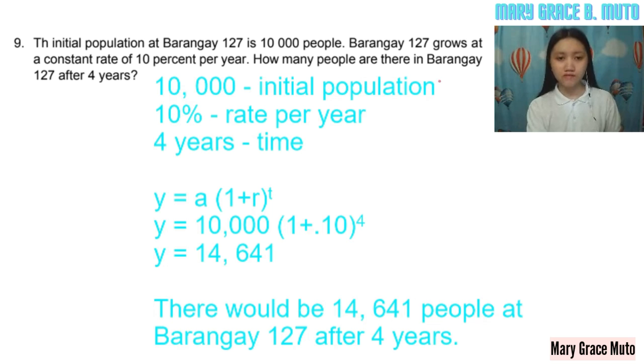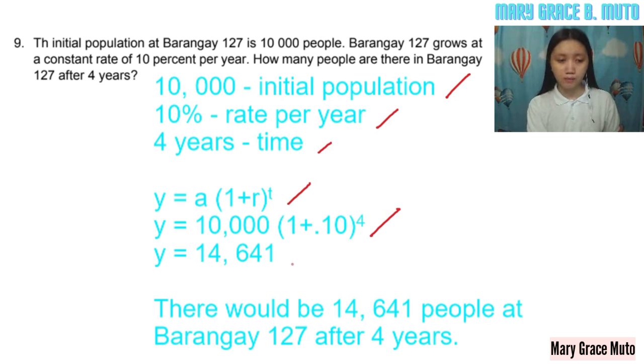Okay, so for problem number 9, this involves a quantity which is increased by a fixed percent per year. So this can be modeled by the equation y equals a times the quantity of 1 plus r raised to the power of t, where a is the initial amount and r is the rate increase expressed in decimal. So we are given the values 10,000 as the initial population, 10% as the rate per year, and 4 years, which is the time.